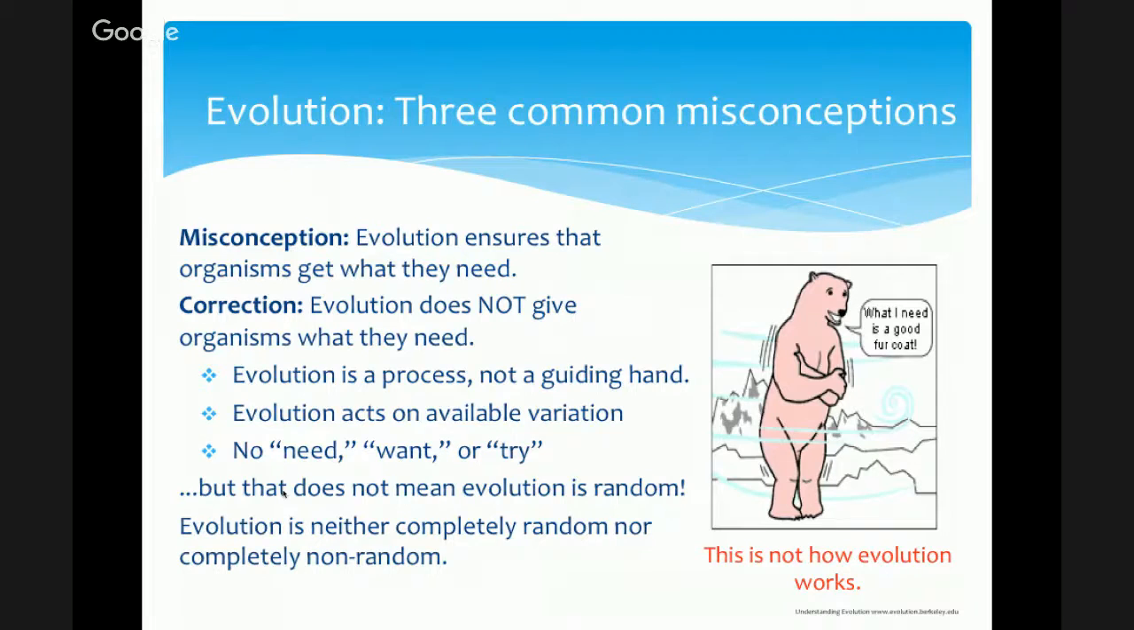And that's simply not true. There's no need, want, or try in evolution. Evolution is a process. It's not a guiding hand. And evolution acts on available variation, either that already existed in a population or that randomly arises through mutation. So why does a polar bear have a warm coat? Well, polar bears that had warmer coats than other polar bears tended to survive more frequently, leave more offspring than polar bears that had a less warm coat, and they passed that trait on to their offspring.